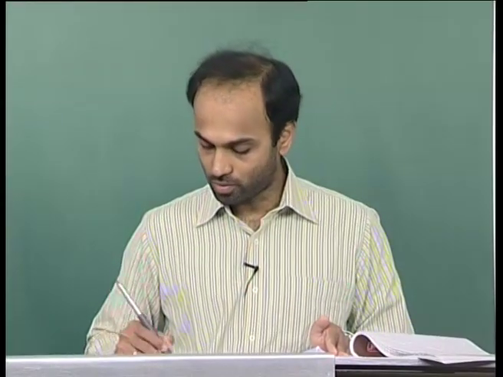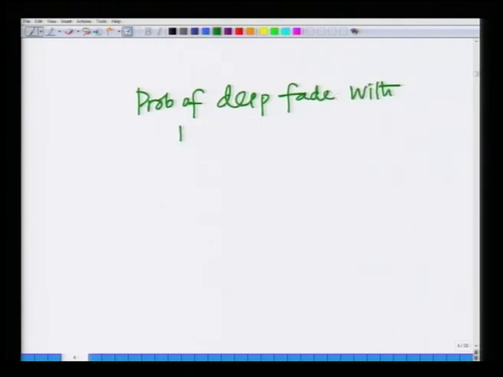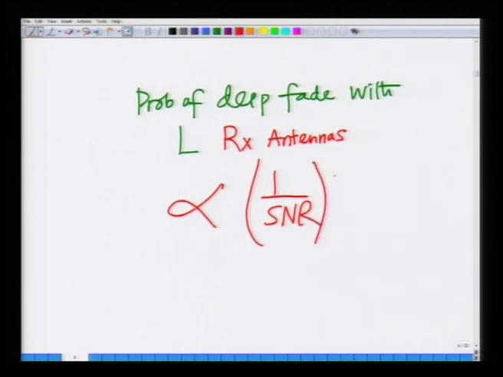That is the reason the bit error rate is decreasing at the rate of 1 over SNR to the power of L. Hence, the probability of deep fade with L RX antennas is proportional to 1 over SNR to the power of L, and that is the reason you see that the bit error rate is decreasing as 1 over SNR to the power of L. So, that is essentially the intuitive reason why, as you keep adding more and more receive antennas, your bit error rate is decreasing at a faster and faster rate.